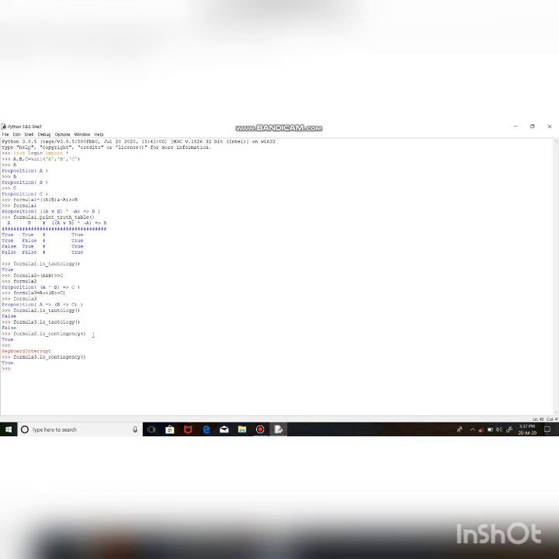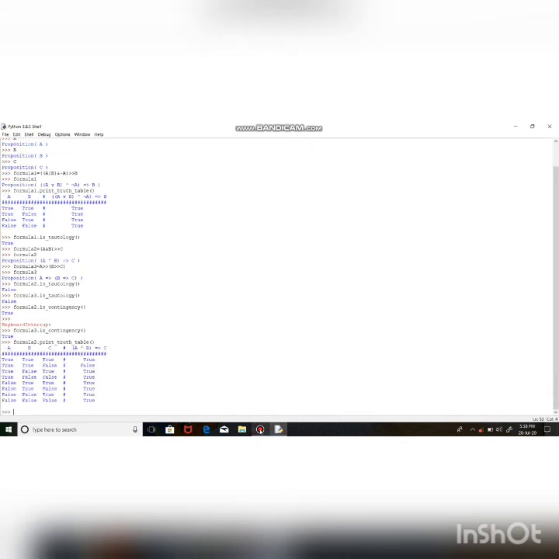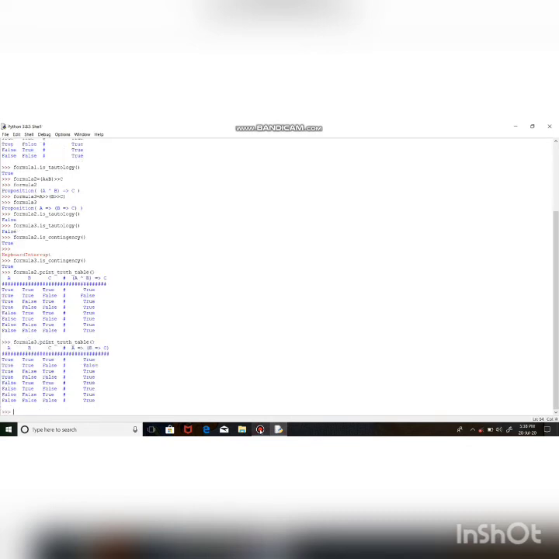Now let's print the respective truth table for formula 2 and formula 3 by using the same method as we have done for formula 1, that is truthTable. So it is a truth table for formula 2. Now let's check for formula 3. So we have created a truth table for formula 3 also.